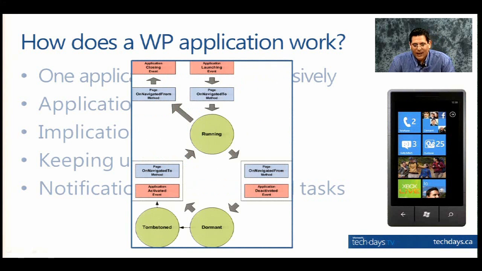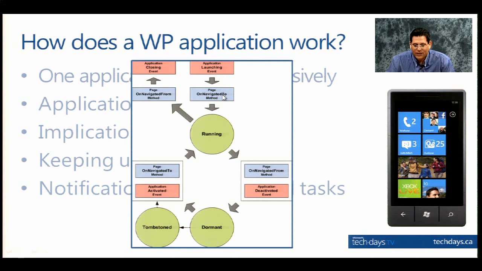As you can see, any application has states and events managing its lifetime. A launching application triggers an event, the application launching event, which calls the OnNavigatedTo page event method. We can subscribe to that method and write our own code.